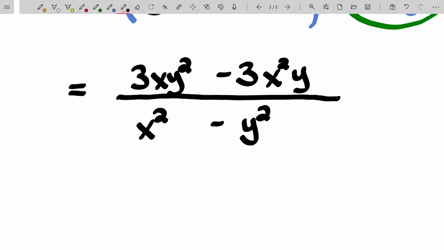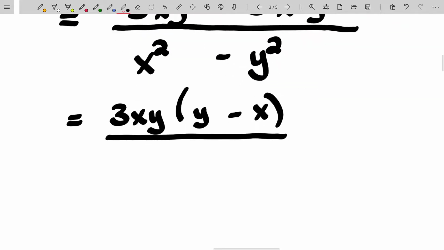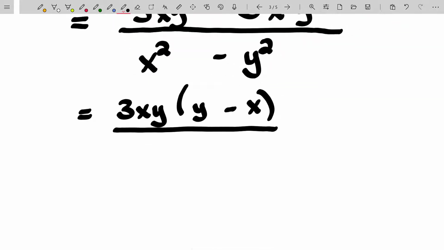Notice both terms in the numerator have a 3, an x, and a y in common. So that's the GCF in the numerator. I'll just factor that out. And in the denominator, you have a difference of squares. Again, a prerequisite algebra skill. So that's going to be x minus y times x plus y.